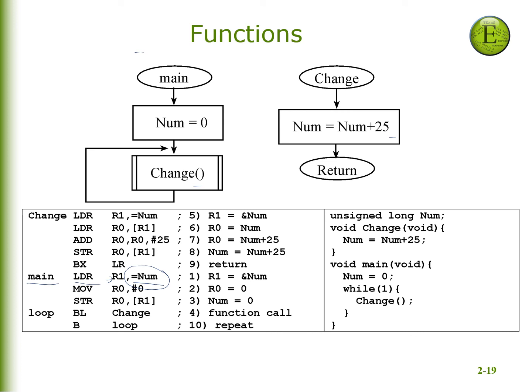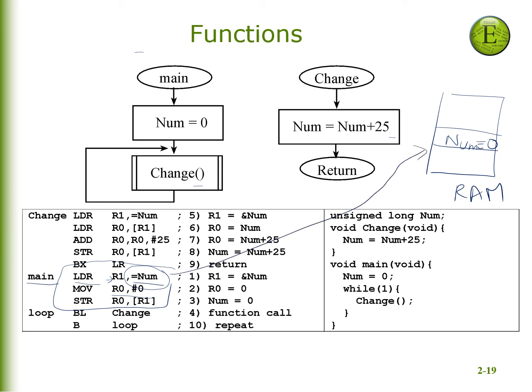And then we move 0 into R0, and then we store. So the first three commands have done the following. If this is where the number is stored in memory, let's say the RAM, the first three commands have put 0 in some memory location in the RAM. That memory location contains the number NUM, and then it says BL change.